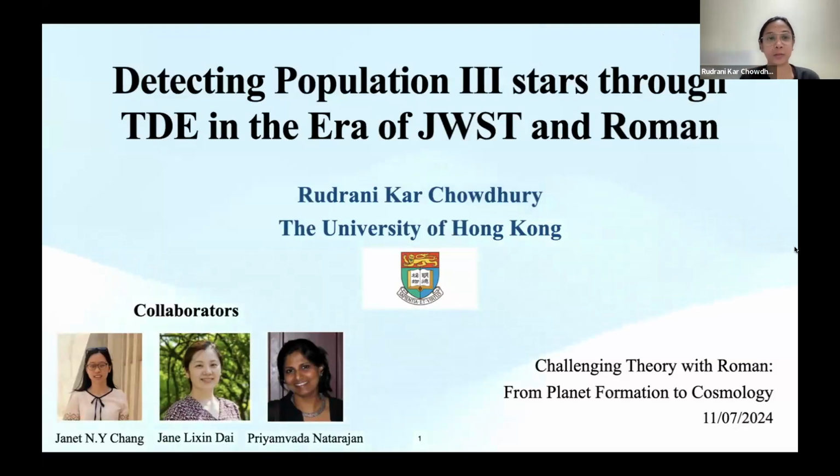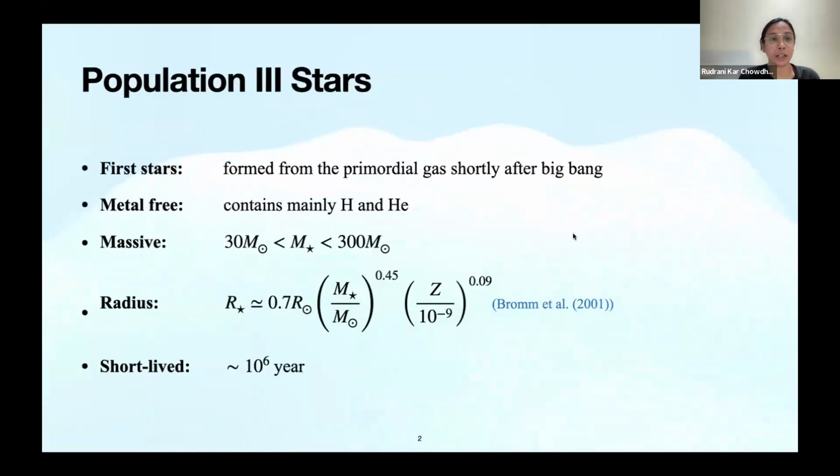So, hi everyone. This is to give you a brief overview of our current work on detecting population 3 stars through their tidal disruption signatures and their observational feasibility with JWST and Roman. In short, population 3 stars are the first stars that were formed in our universe, and their primary compositions are hydrogen and helium. These POP3 stars are very massive and also very short-lived.